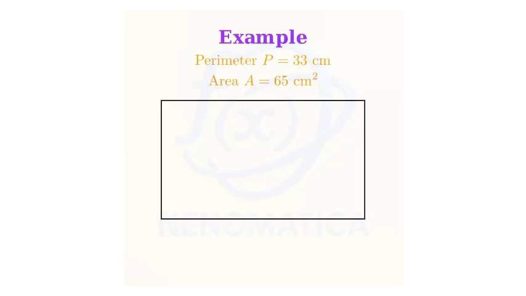Example. We are given a rectangle whose perimeter is 33 centimeters and whose area is 65 square centimeters. Find its side lengths step by step, exactly following a clean algebraic algorithm. Let the rectangle sides be x sub 1 and x sub 2. I will sketch a rectangle and label its width as x sub 1 and its height as x sub 2.